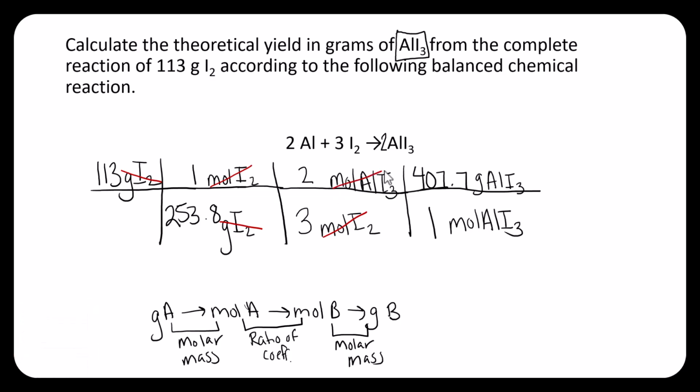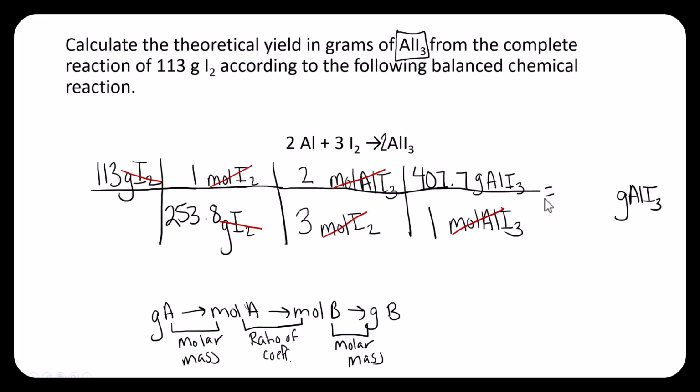Okay. Check out my units again just to make sure everything looks good. We got moles of aluminum triiodide, moles of aluminum triiodide. The only unit that's left is grams of this, which is good because that's what we're trying to solve for.